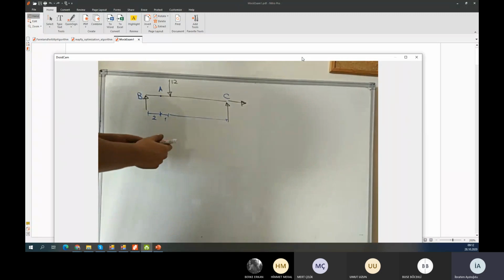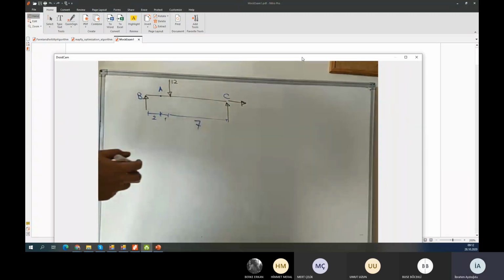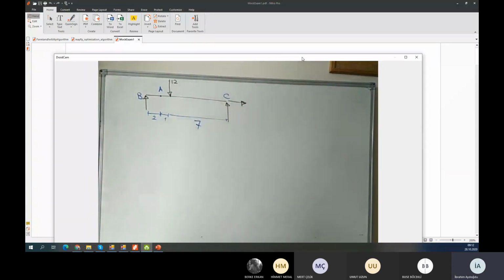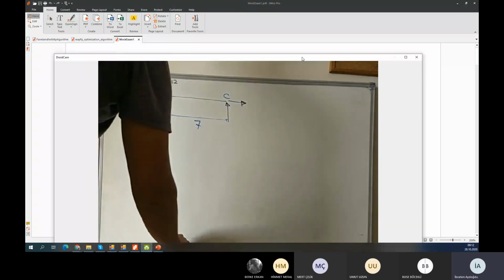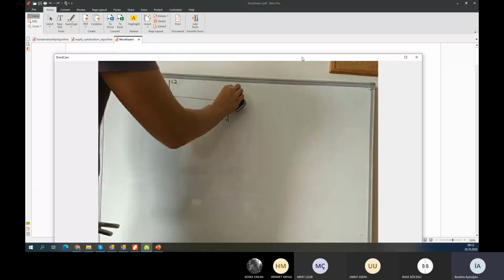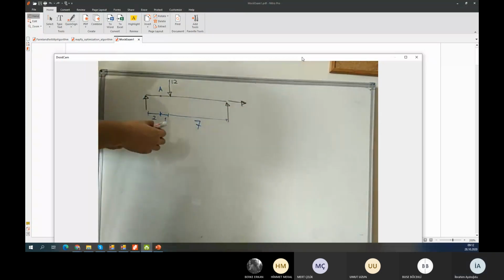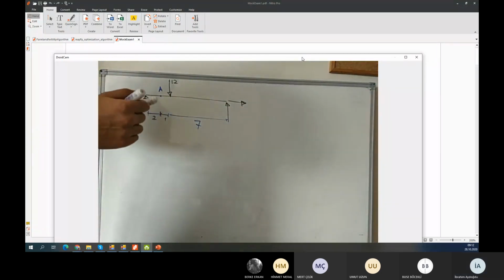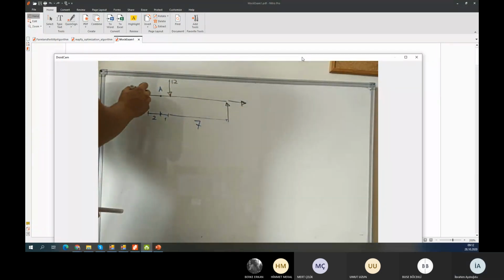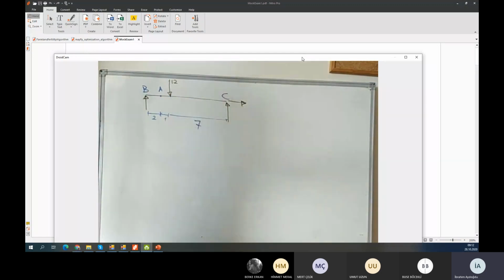Okay, not 8. So this is related to statics. Is anyone able to help me calculate? Is there any shortcut or long way? Which one do you prefer? Shortcut or long way to calculate? So, which one do you prefer? No, silence. Okay. Long way, maybe. Okay, long way. It's okay.